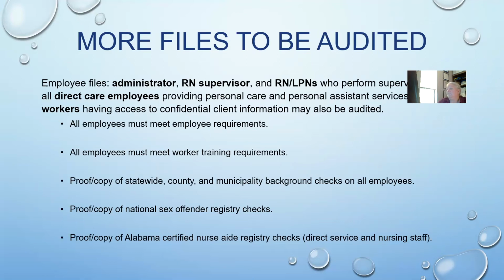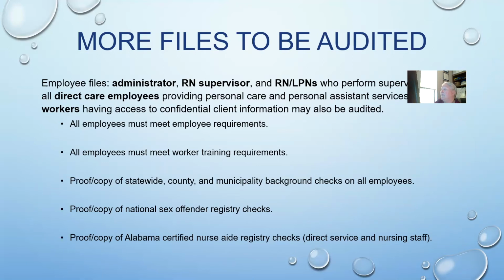Proof, which would be a copy of a statewide, county, and municipality background check, in all employee files. Proof, which would be a copy of the National Sex Offender Registry check, in all files. Again, all states must be checked. And again, the run date has to be on all of these background check documents. It can't be handwritten in. If it didn't print out on the page, you printed the wrong page from their website, and you need to go back and do that again.